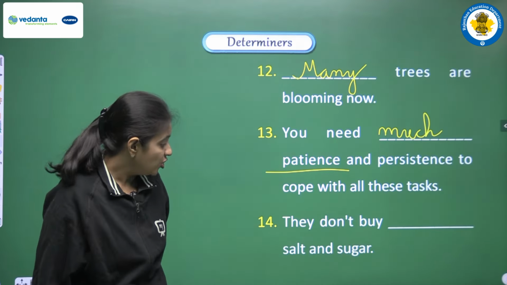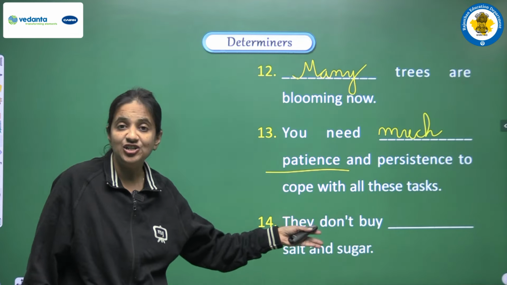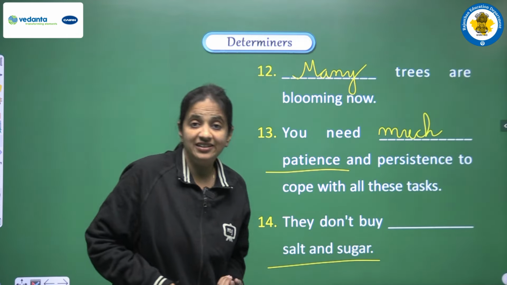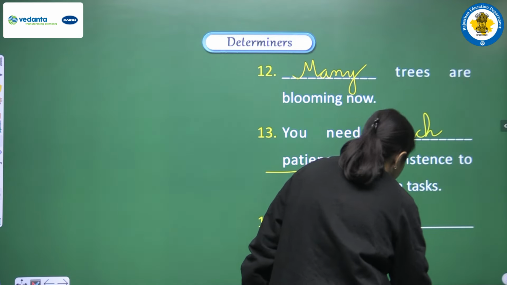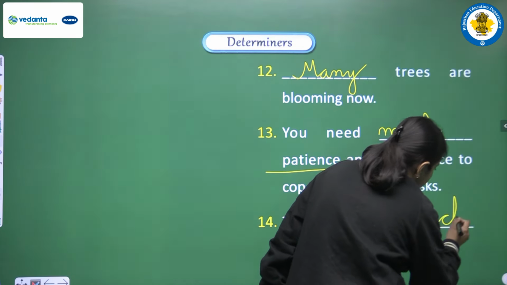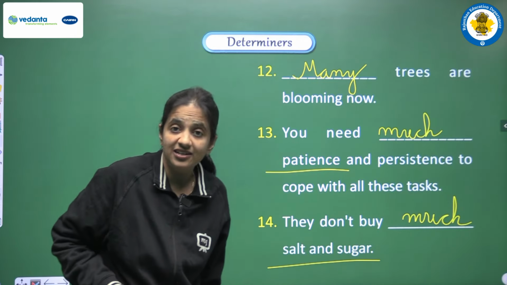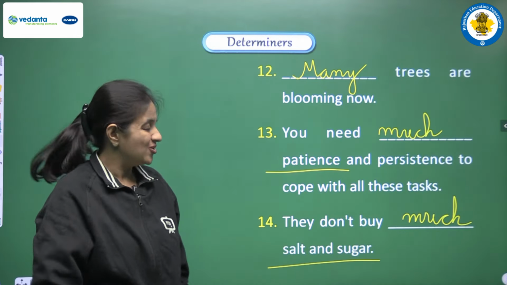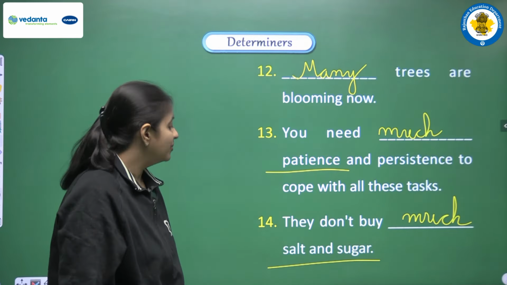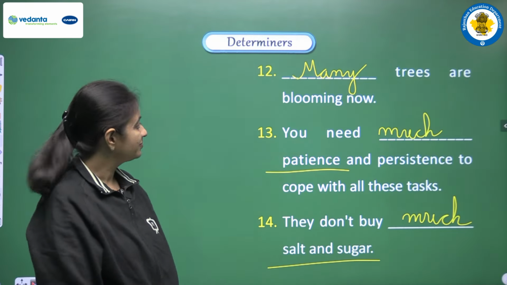Next is, they don't buy salt and sugar. So we are having salt and sugar. Again, they are material nouns. So this is the reason in this blank our answer will be much, because we cannot count salt and sugar. We can measure, right, but we cannot count. So our answer will be much. And the sentence will be, they don't buy much salt and sugar.